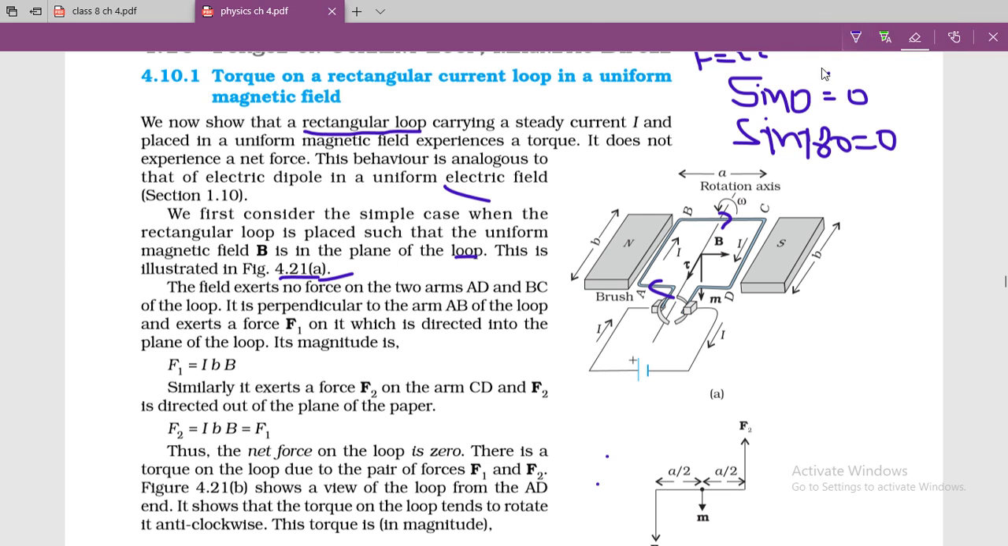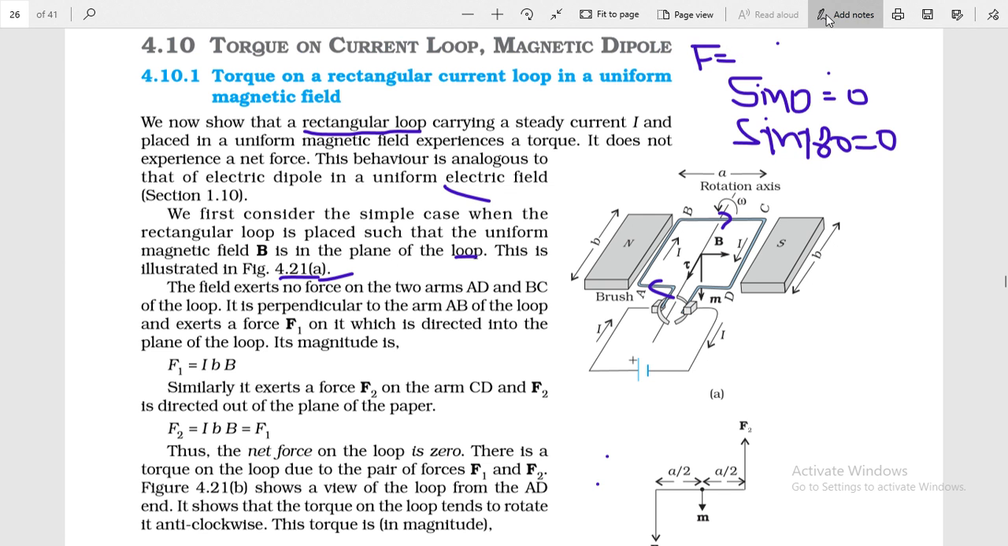Let me erase these things actually. So you can write I, then L, then B, and sine theta. This is the formula for force. But you can see the angle of this BC or this AD is either 0 or 180 degrees. So the force on these two arms must be 0. Okay, so there is no force experienced by these two arms.